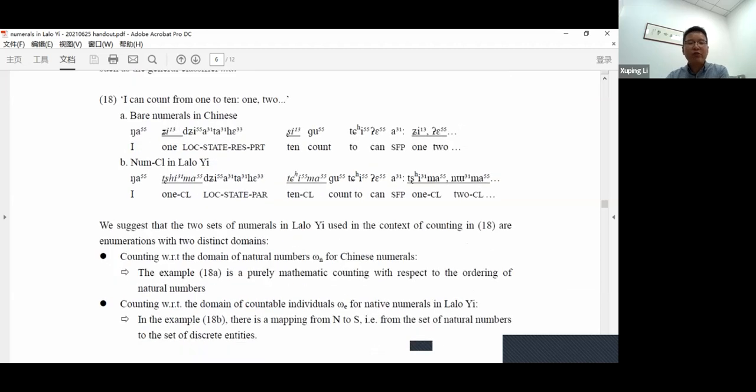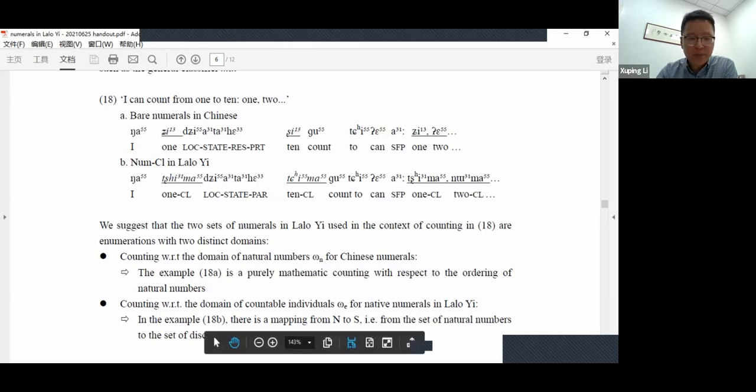And we suggest there are actually two different kinds of enumeration, carried out with respect to two distinct domains. If I use the bare natural numbers, they are counted with respect to the domain of natural numbers. Okay, so it's a purely mathematical counting with respect to the ordering of natural numbers. And if I say I can count from 1 classifier to 10 classifier, there is a mapping from natural numbers to a set of discrete entities. You're actually counting individuals: 1 individual, 2 individual, right? So they are actually different.